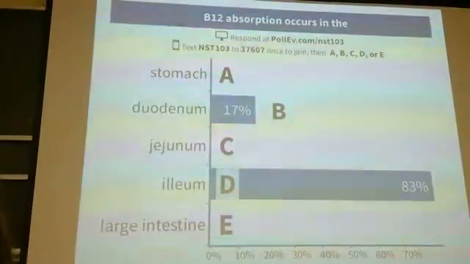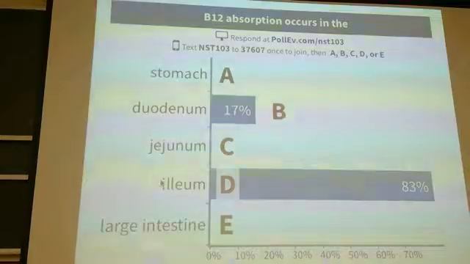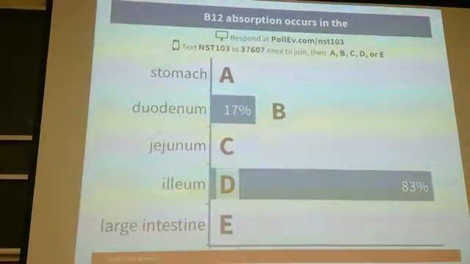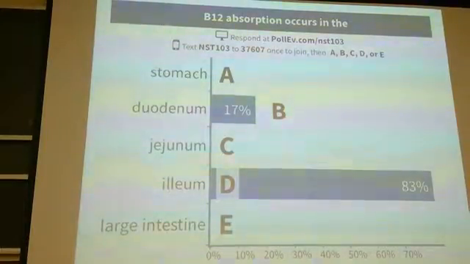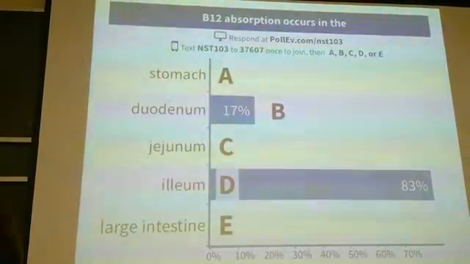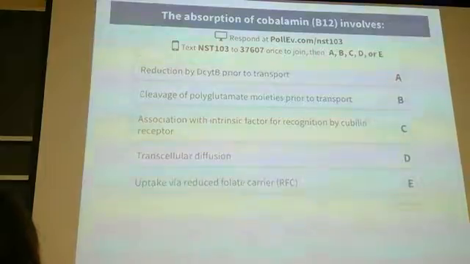So this is correct. It's absorbed in the ileum. So if we remember, for vitamin B12, it traffics all the way down to the ileum for absorption, in contrast to a lot of our other macromolecular nutrients, which are going to be digested and absorbed in the duodenum, all the way down to the distal portion of the small intestine. And so another question on B12.